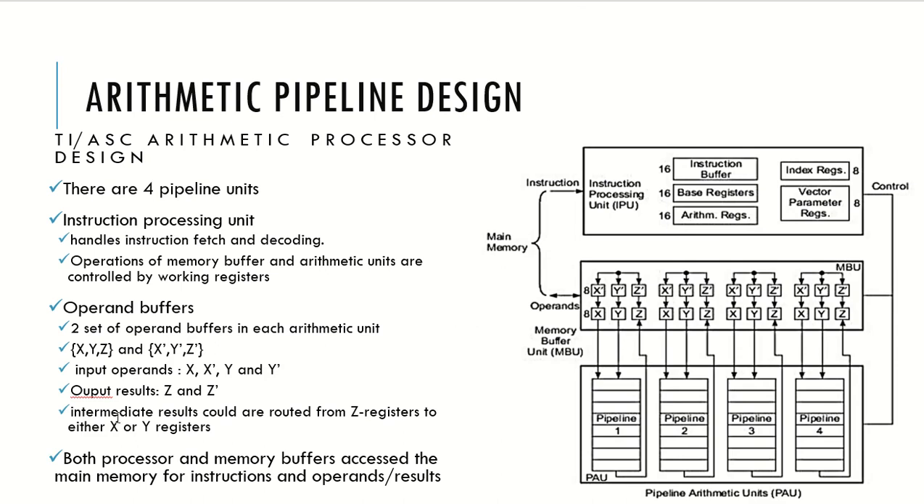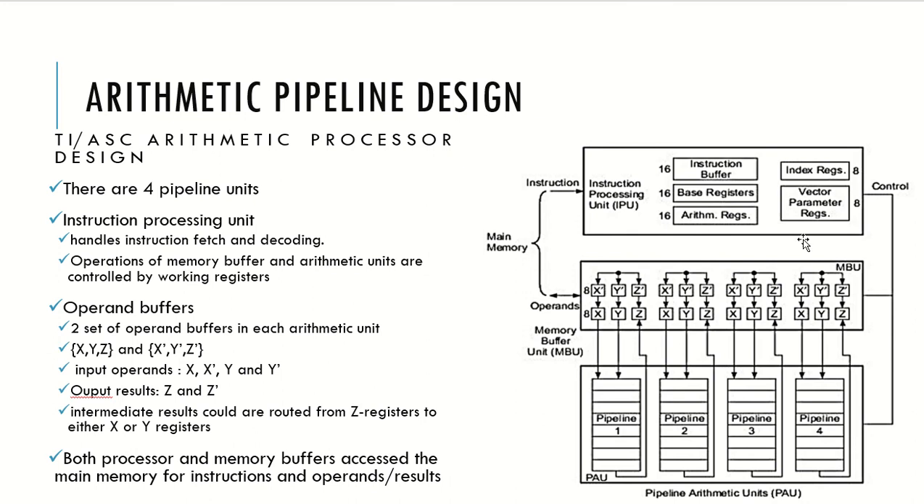So this is an example, a case study of a TI ASC arithmetic processor. You can see this is the pictorial representation. It has got 4 pipeline units. There is an instruction processing unit, which is responsible for handling the instruction fetch and decoding, and also all the operations of memory buffers and arithmetic units are controlled by the working register. All these put together make the instruction processing unit.